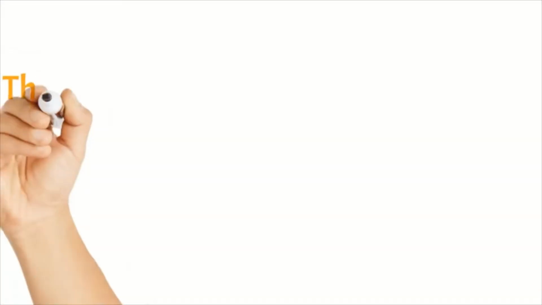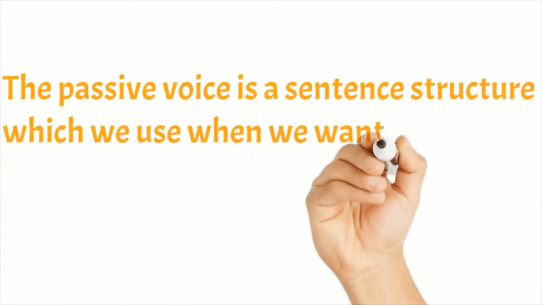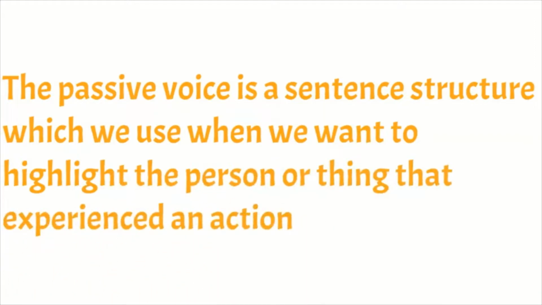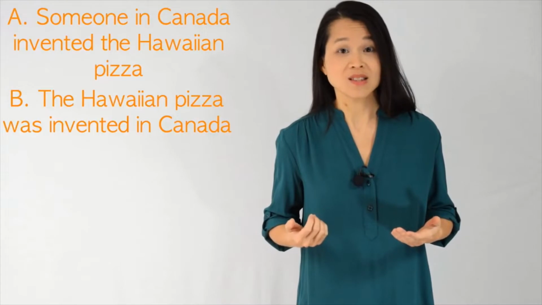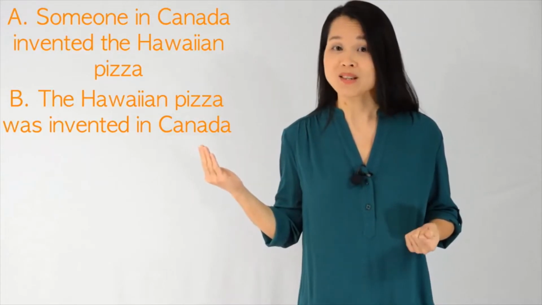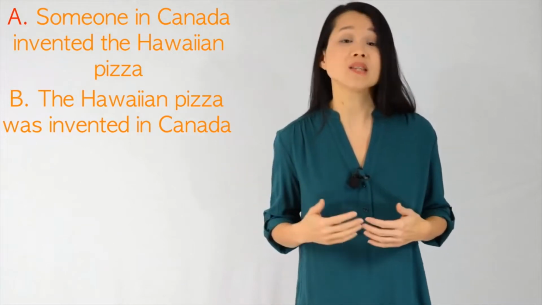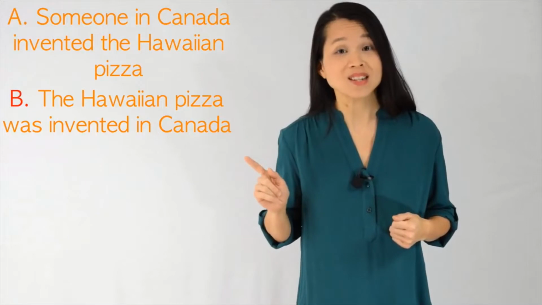Stop! What's the passive voice again? The passive voice is a sentence structure which we use when we want to highlight the person or thing that experienced an action. Do we know what the passive looks like? Have a look at these sentences. Which one is in the passive voice? A. Someone in Canada invented the Hawaiian pizza. B. The Hawaiian pizza was invented in Canada.